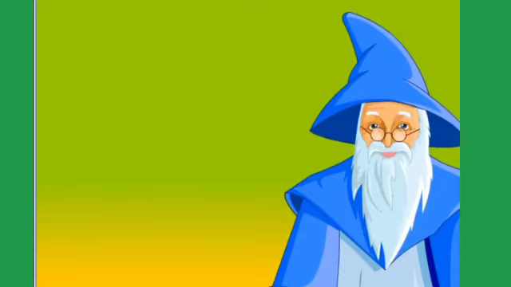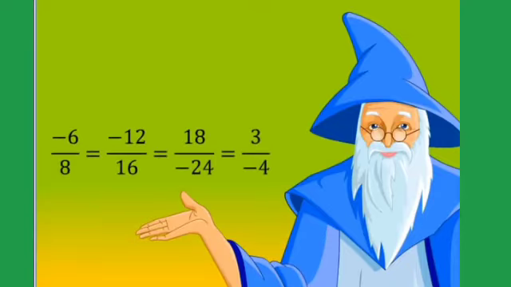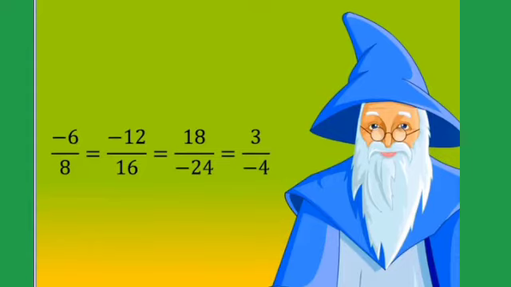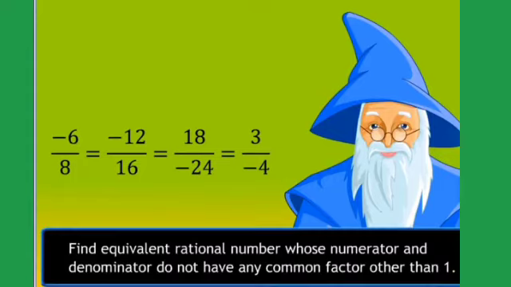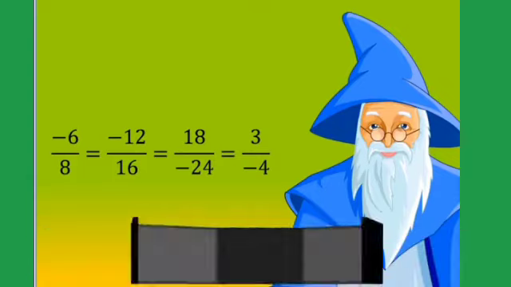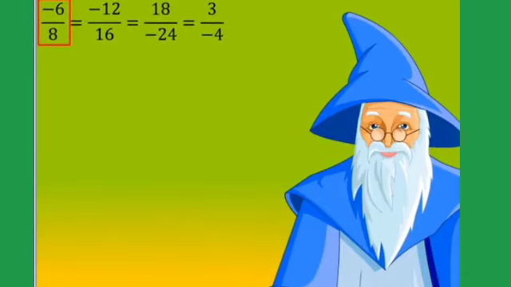In this section on equivalent rational numbers, we saw that all the numbers shown here actually represent the same rational number. But what is that rational number? To find what rational number all these numbers represent, we have to find an equivalent rational number whose numerator and denominator do not have any common factor other than 1. Here, -6 and 8 have common factors 1 and 2.